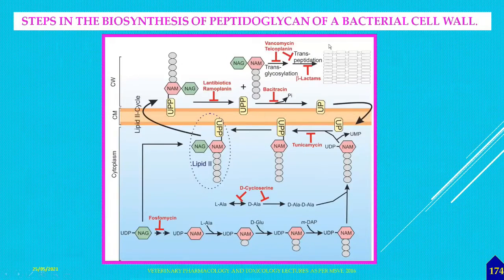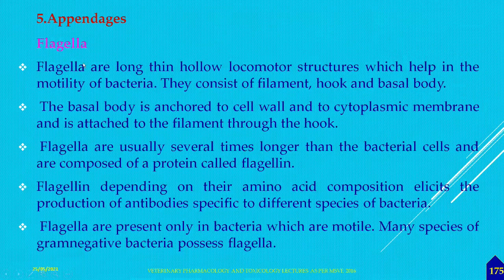This is the biosynthesis of peptidoglycan, the bacterial cell wall. And the appendages are there, varieties of appendages. Number one, the flagella are elongated, thin, hollow motor structures which help in the motility of the bacteria, and they consist of the filament, hook, and the basal body. The basal body is anchored to the cell wall and the cytoplasmic membrane and attached to the filament through the hook. The flagella are usually several times longer than the bacterial cell and are composed of the protein called flagellin. Flagellin is the one which is required for the preparation of the flagella.